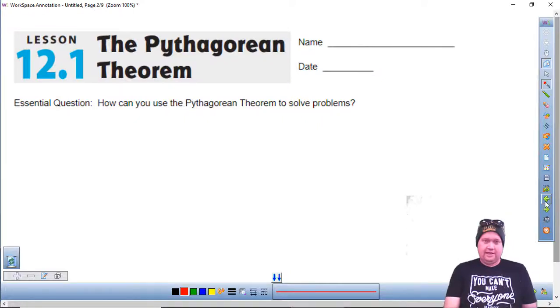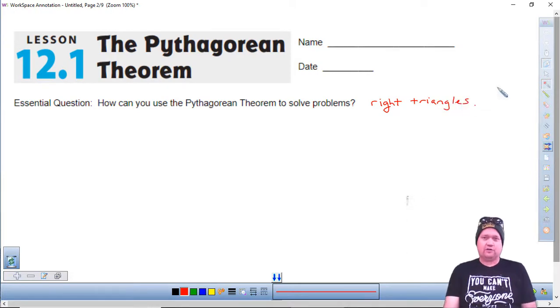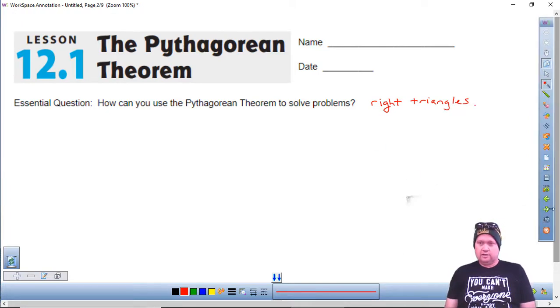All right, here we go with the beginning of Module 12, 12.1, which is the Pythagorean Theorem. And the Pythagorean Theorem only applies to right triangles. Now, right triangles are those triangles that have one angle that is a 90-degree angle. And so if you have a 90-degree angle, then the Pythagorean Theorem will work.